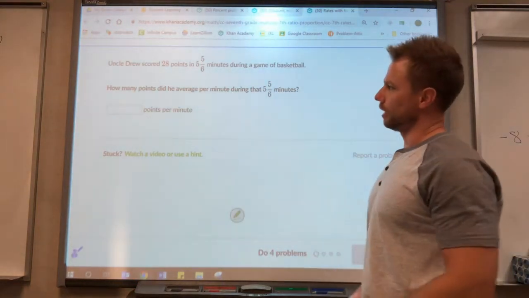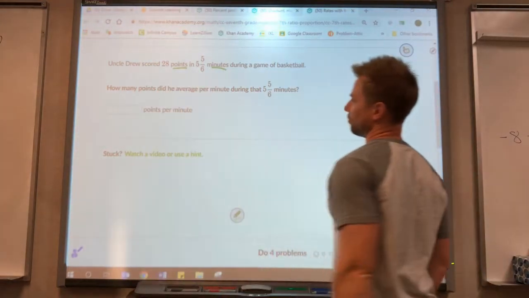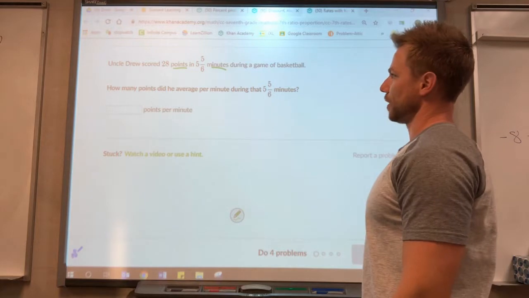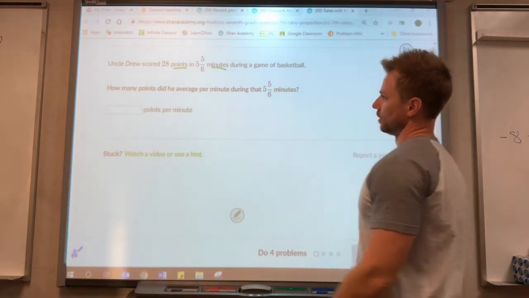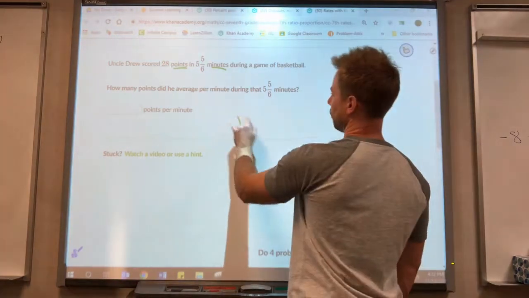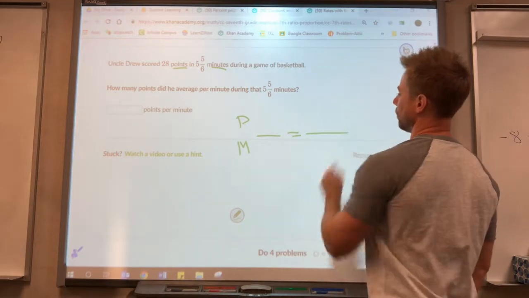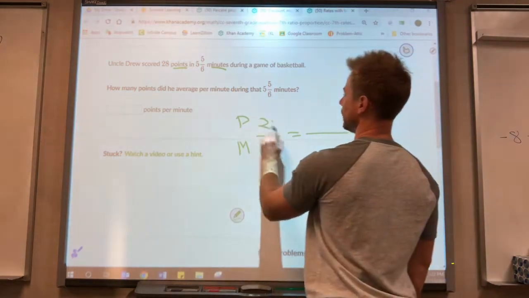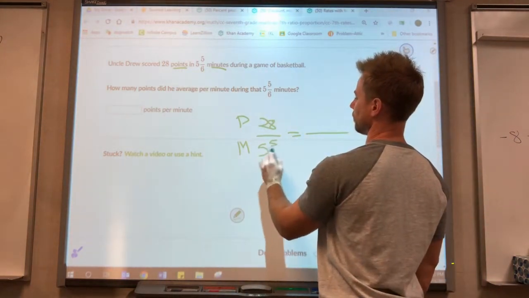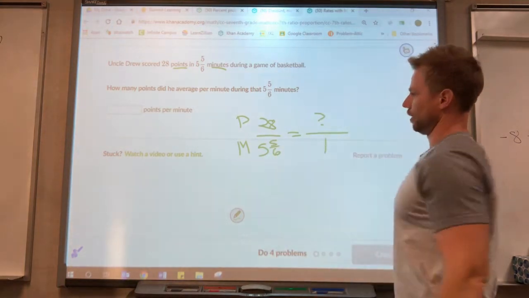All right, so Uncle Drew scored 28 points in 5 5/6 minutes during a game of basketball. How many points did he average per minute during that 5 5/6 minutes? So we have points and we have minutes. Let's set up our proportion. 28 points, 5 5/6 minutes. How many points for 1 minute?